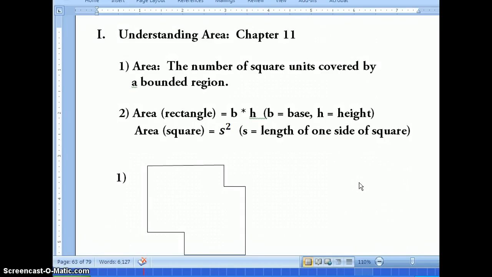Okay, kids, we're going to start chapter 11 now. And what I decided to do is to combine sections 11.1 and 11.2. And so we're going to begin with section 11.1, which is understanding the concept of area.